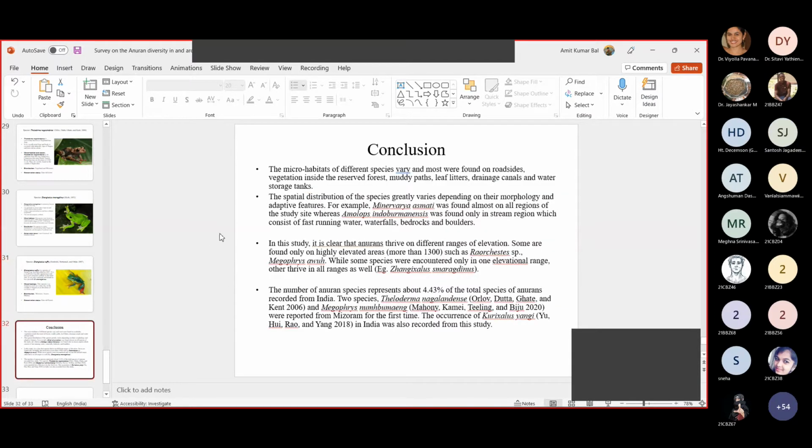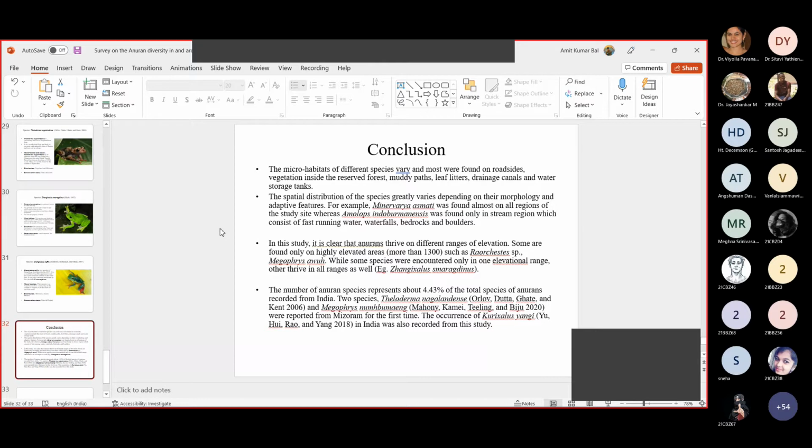And from this study, we can conclude that the microhabitats of different species vary and most were found on roadsides, vegetations inside the reserve forests, muddy paths, leaf litters, drainage canals, and water storage tanks. The spatial distribution of the species greatly varies depending on their morphology and adaptive features. For example, Minervarya was found almost on all regions of the study sites, whereas Amolops indoburmanensis was found only in streams region, which consists of fast-running waters, waterfall, bedrocks, and boulders.